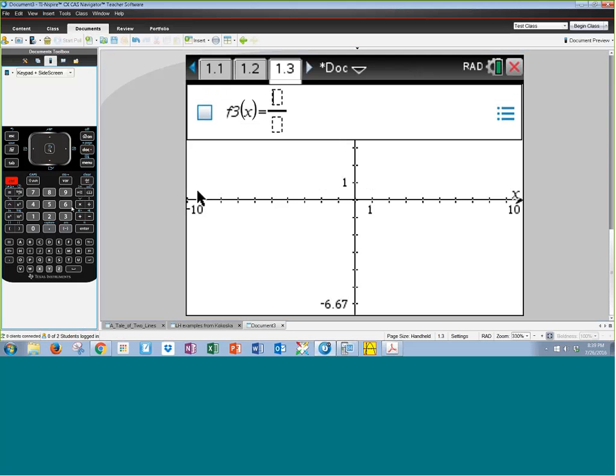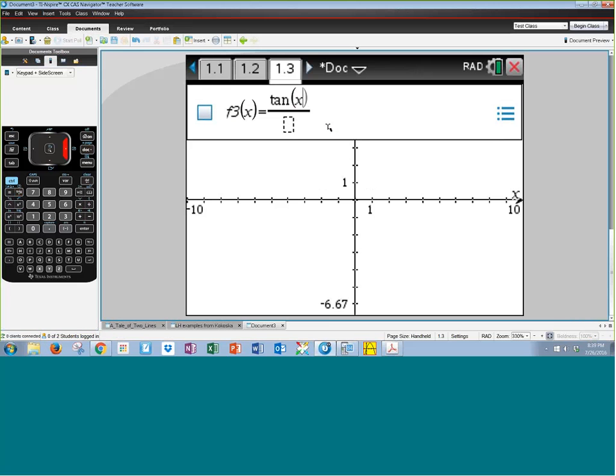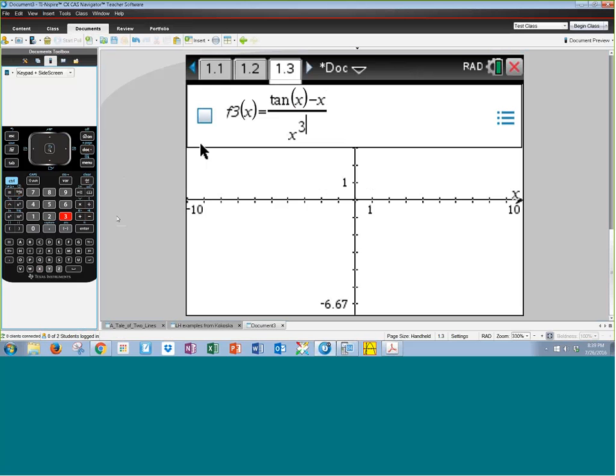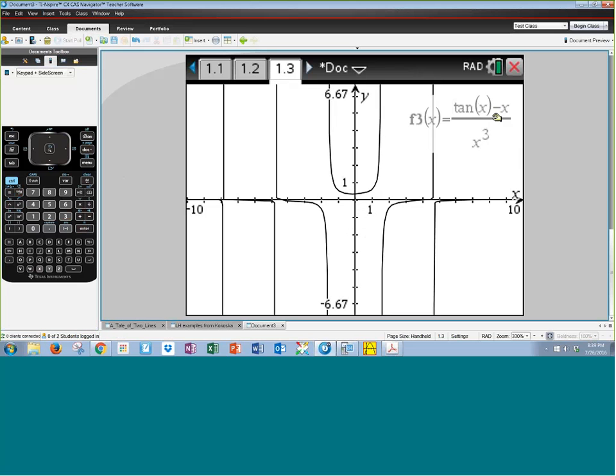All right, so let me get a fraction here, and we want the tangent of x minus x over x to the 3rd power, so x cubed. And, of course, this function is not defined at 0. Sometimes it bothers students that they can't see a hole there at 0, but the graphing ability of this calculator is so fine that holes don't appear. You can sort of determine that there's a hole there if you want to look at the graph with the trace.